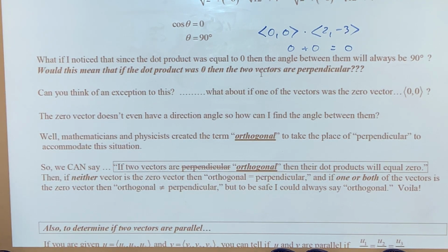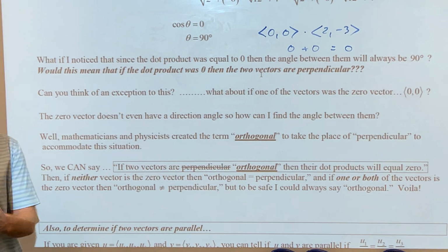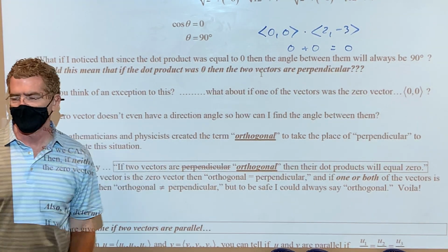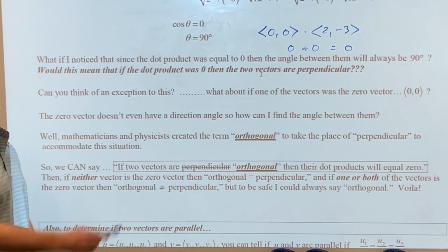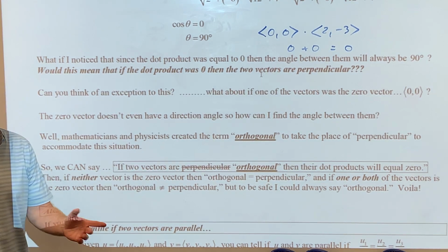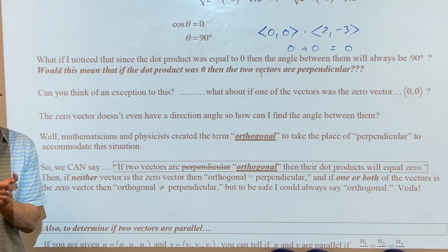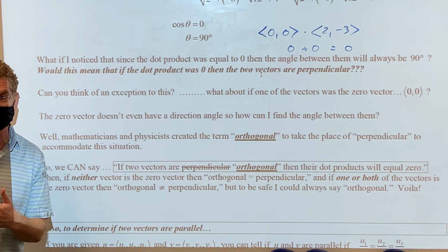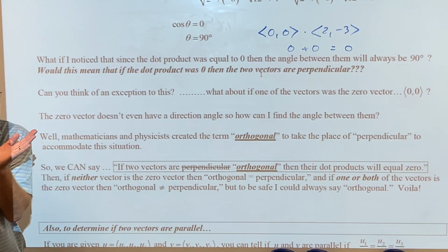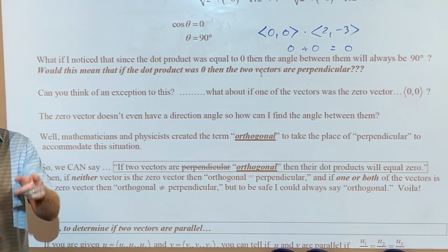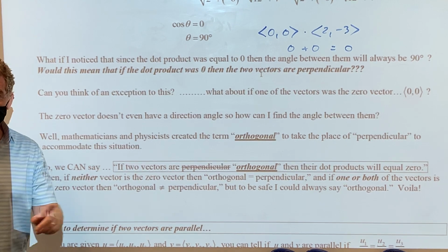On my test, I ask it every year: if 2 vectors' dot product is 0, then the 2 vectors are blank. And half of you say perpendicular. That's true as long as neither of them is a 0 vector. But if there was a 0 vector, I can't say perpendicular because there isn't an angle between them. But you can say orthogonal. Are y'all with me on that?